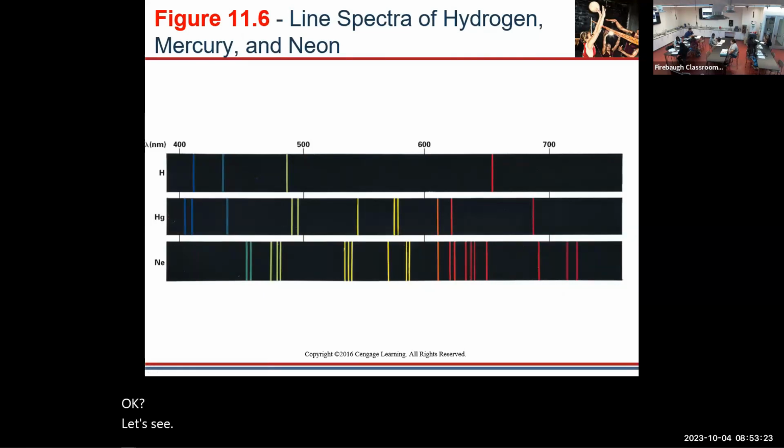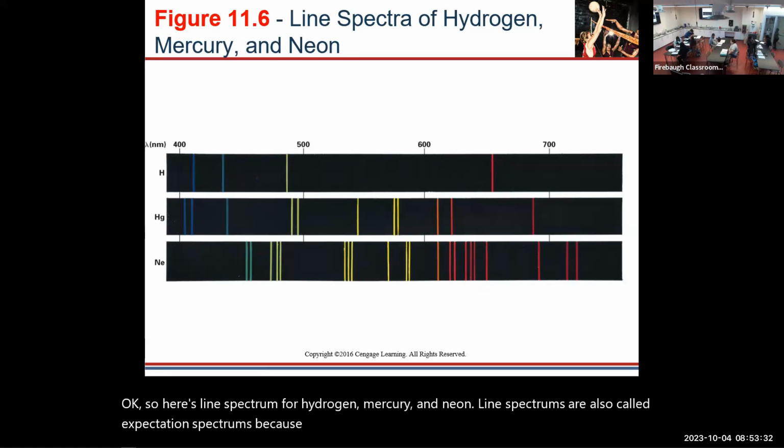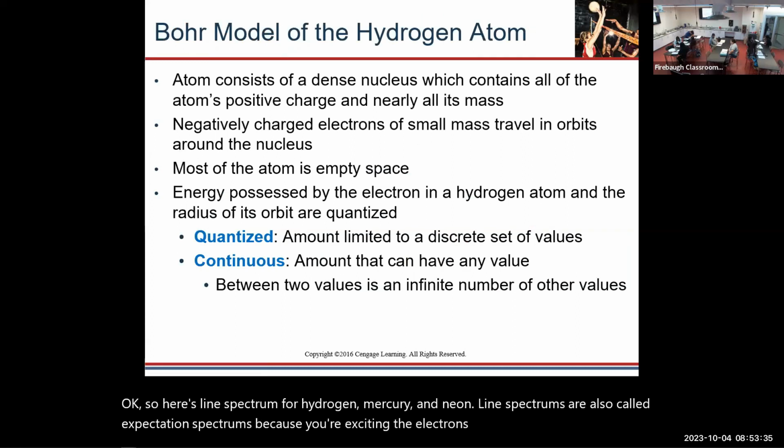Okay, so here are line spectrums for hydrogen, mercury, and neon. Line spectrums are also called excitation spectrums because you're exciting the electrons.